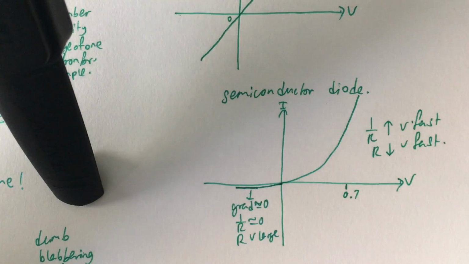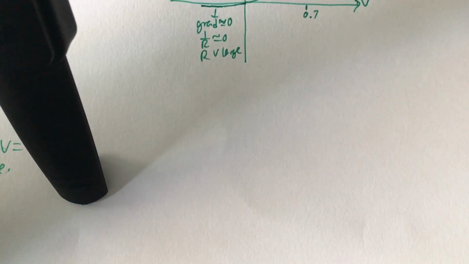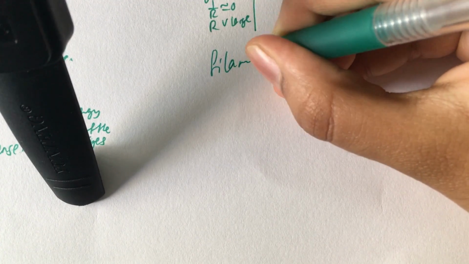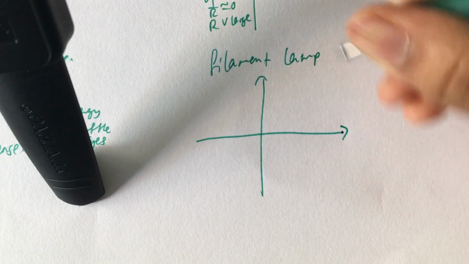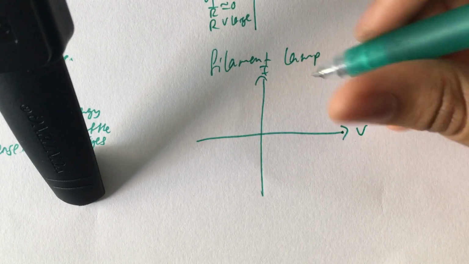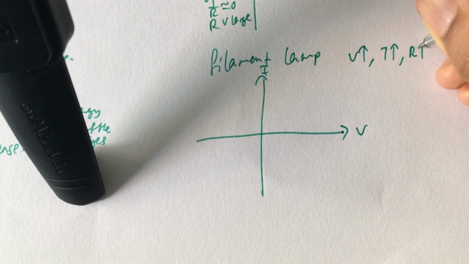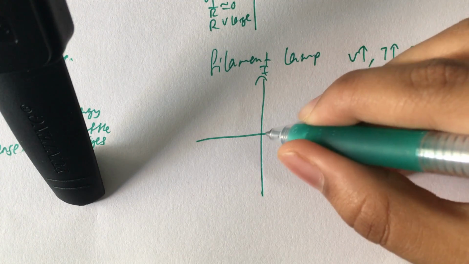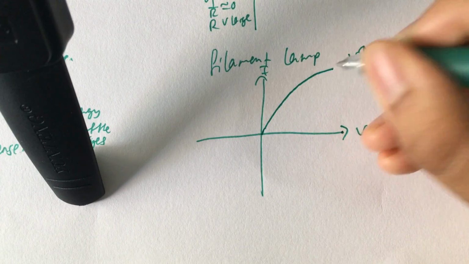Okay, so a filament lamp. A filament lamp is a non-ohmic resistor. So you just need to draw the same line, but it won't look like a line anymore. It will look a bit more like a curve. Since it is a filament lamp, as the temperature increases, the resistance will increase, or as the potential increases, the resistance will increase. So as the resistance increases, the gradient will decrease if you're looking at the gradient being 1 over R.